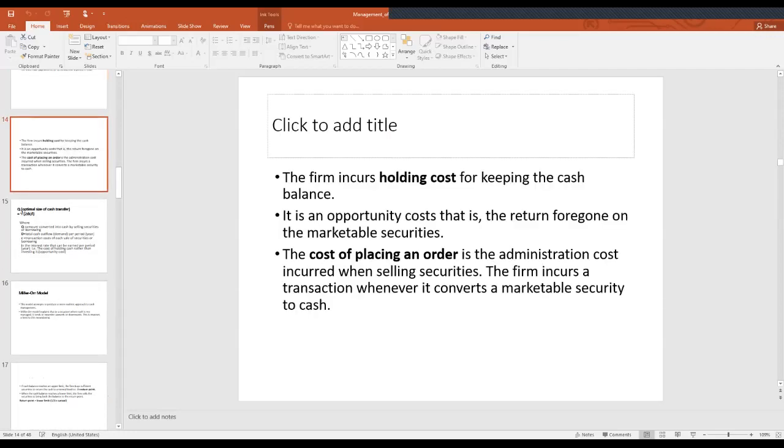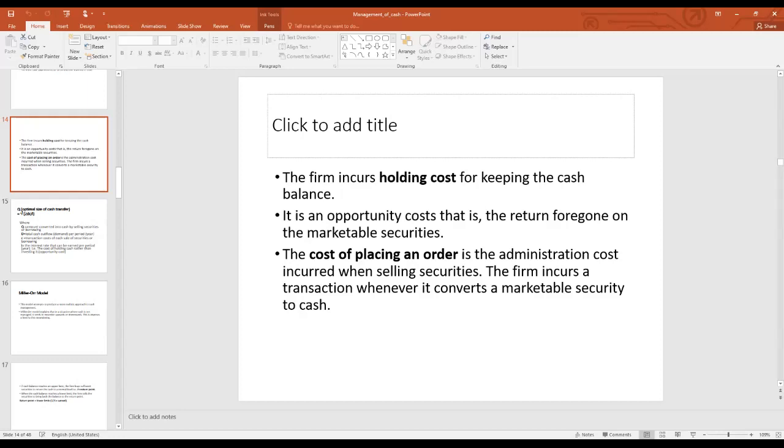Yes, back. Don't forget this estimation is simply the EOQ. The firm incurs holding costs for keeping the cash balance, and as mentioned, this holding cost is the amount of return, the interest you could have earned if you had invested this money in the money market instruments, in the T-bills, in the commercial papers, which you didn't earn. That's the holding cost of cash. You forwent that interest because you are holding that cash at hand.